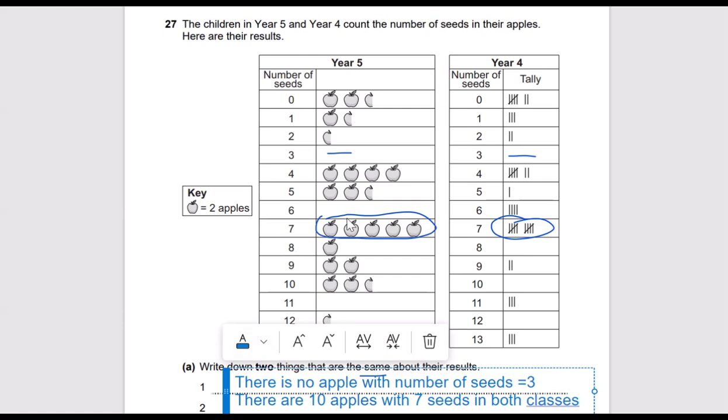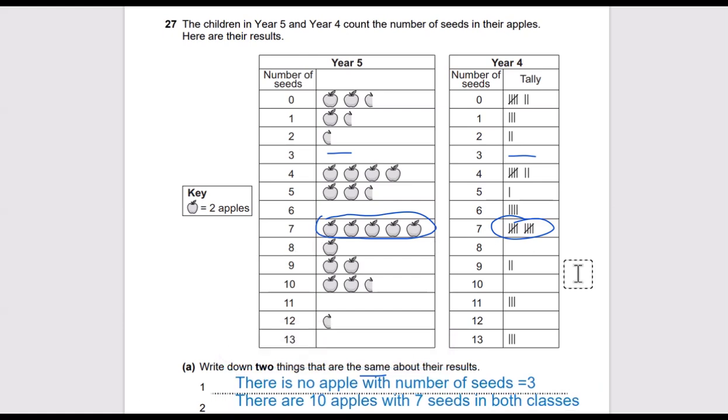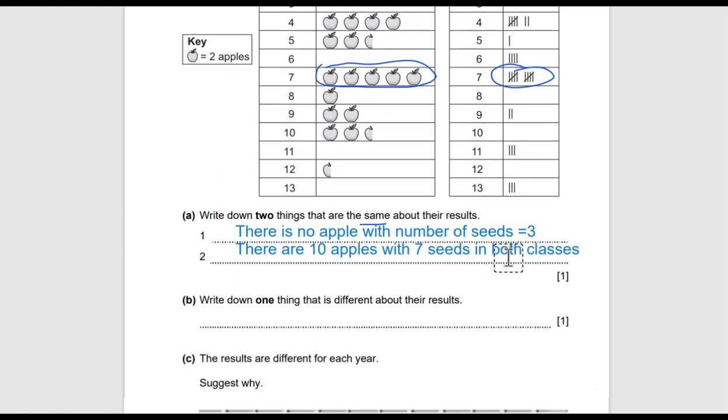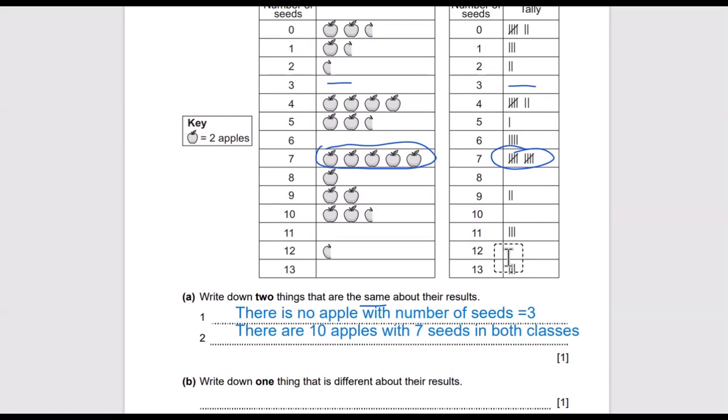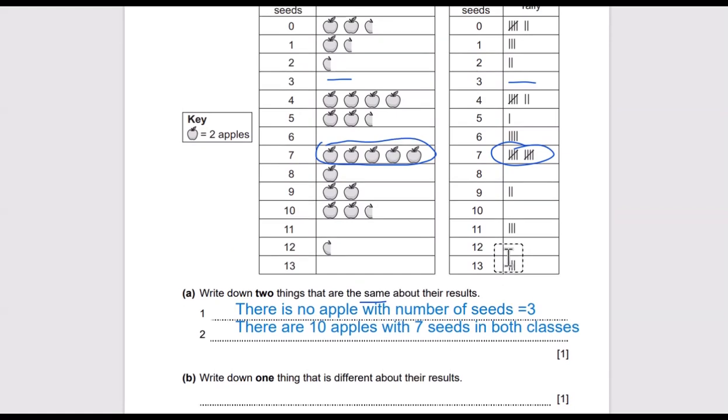So 10 apples with 7 seeds. Alright, that will be our answer. Next, write down one thing that is different about their result. One thing that's different about their result, you can say anything.